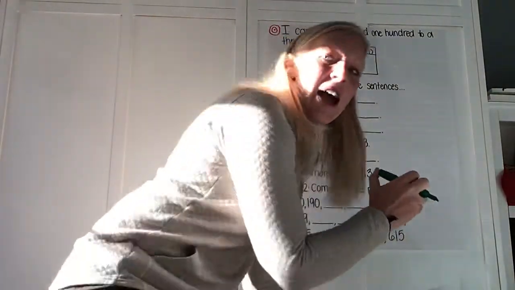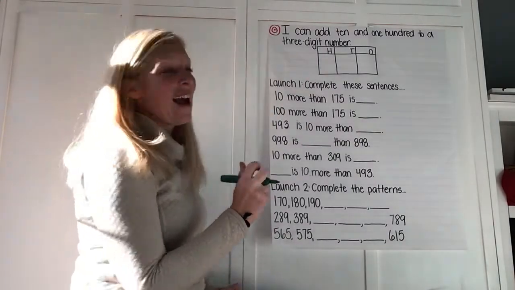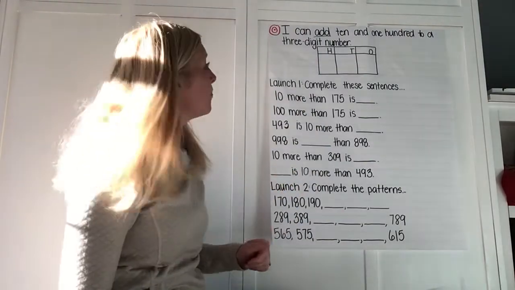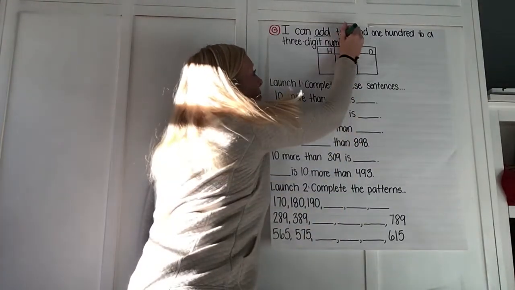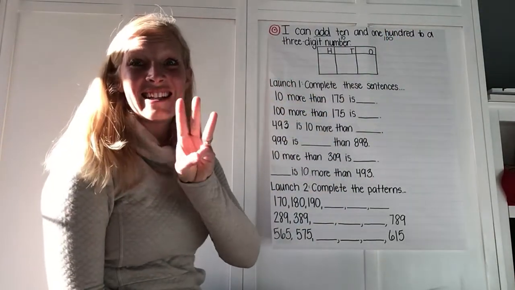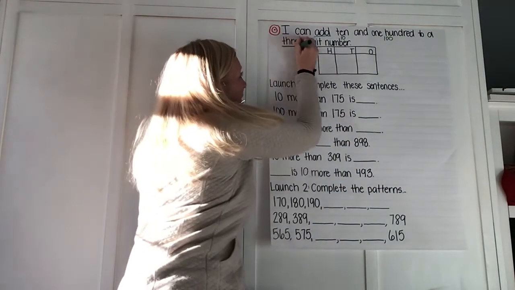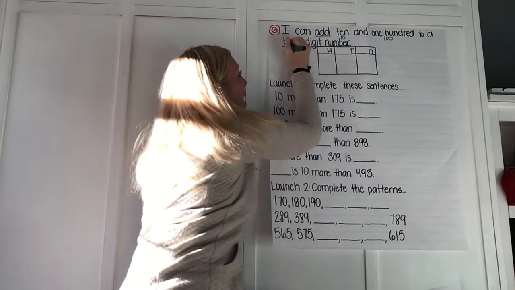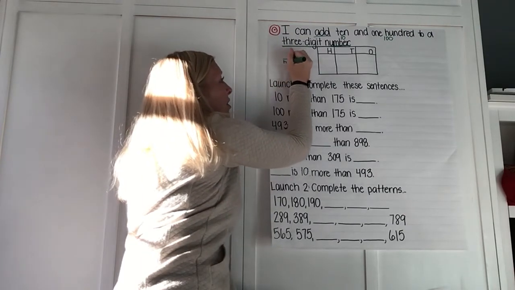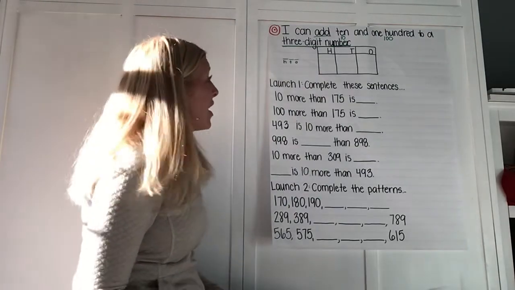But before we do that, I'm going to underline those important parts of our learning target. So we're going to add, okay, so that means we're going to make that number bigger, right? We're going to add 10 and we're going to add 100 to a three-digit number. Now, what does a three-digit number mean? That's right. It means that the number has a number in the hundreds place, a number in the tens place, and a number in the ones place.